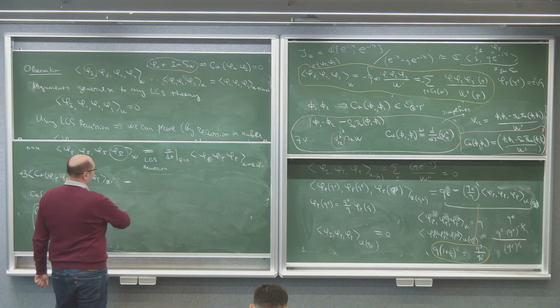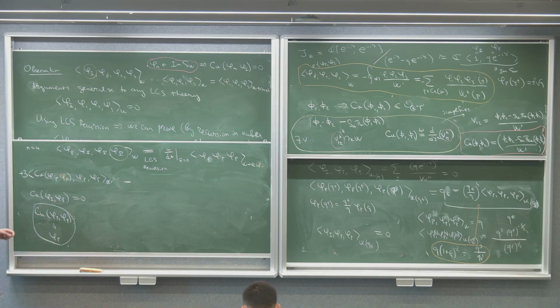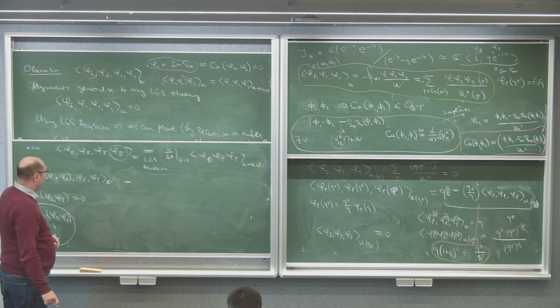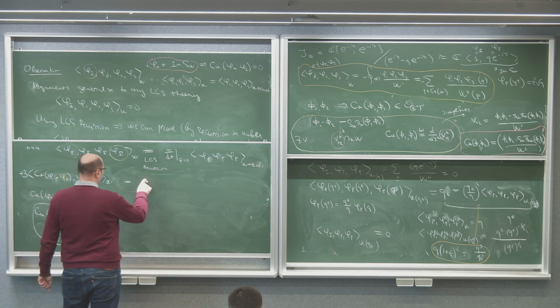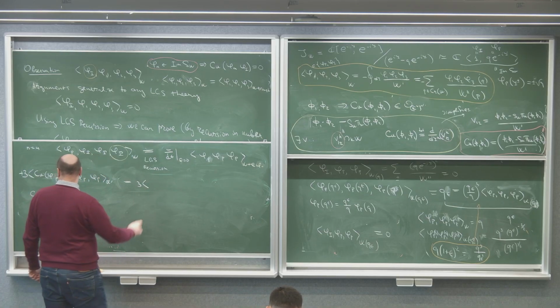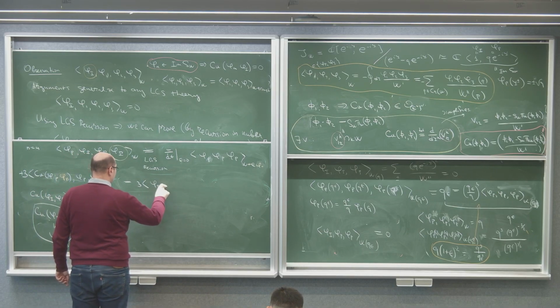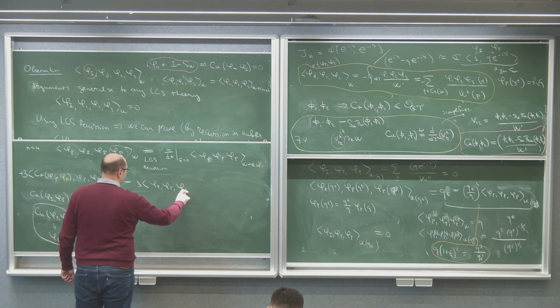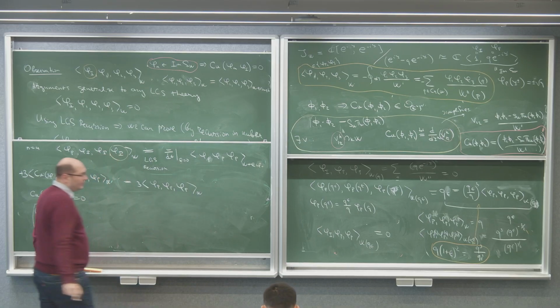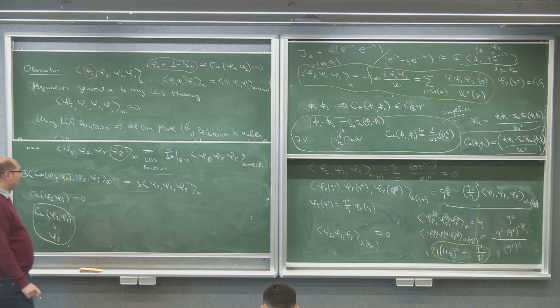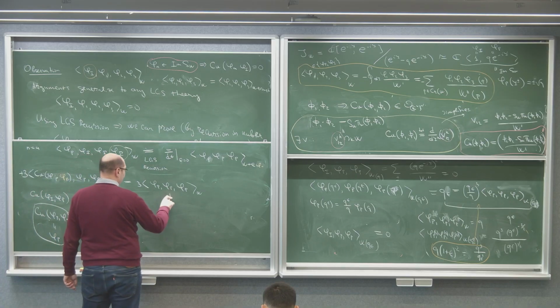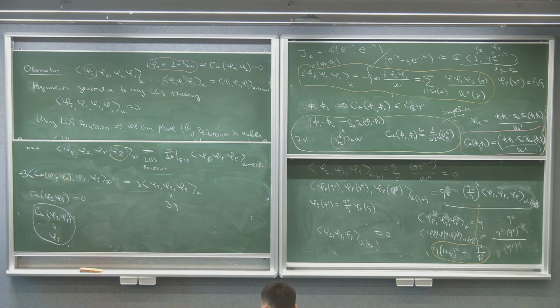Okay, so now we can simplify our expression. The contact term part will give us the familiar 3-point function in the undeformed theory with a factor of 3, because we have 3 contact terms, 1 contact term for each observer, and this expression equals 3 times q.